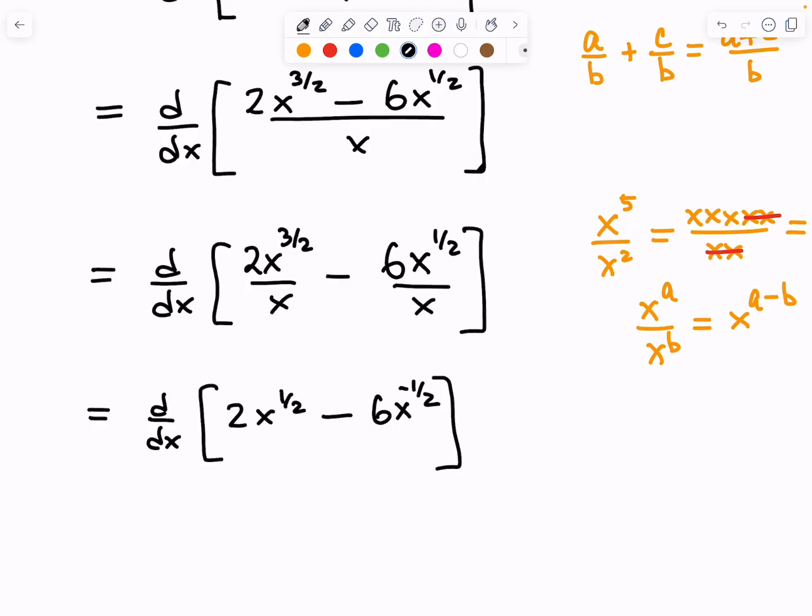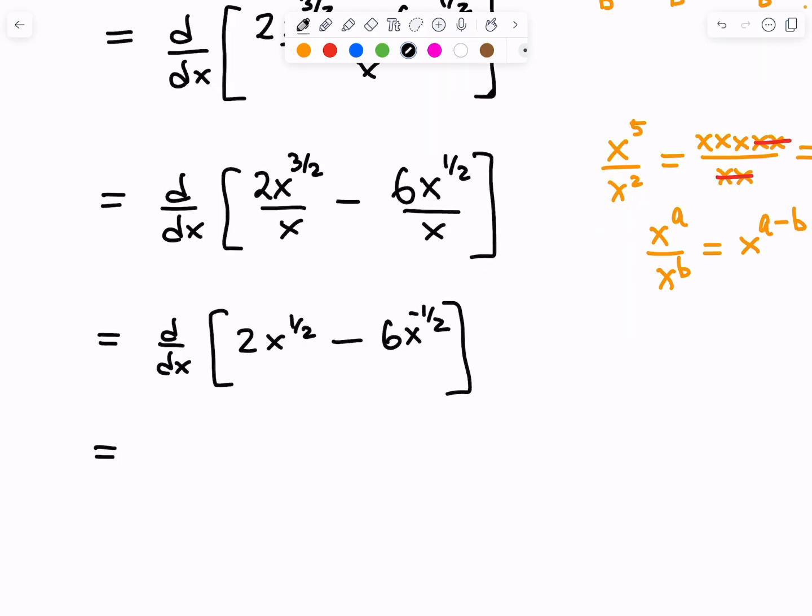Now up to this point, I have not been doing any derivative rules, just algebraic manipulation in order to prep the function so that I can now easily employ derivative rules. So I can differentiate this difference term by term. The 2 I can ignore, and we're going to differentiate the x to the 1/2, minus, and then the 6 I can ignore, but then differentiate the x to the negative 1/2.